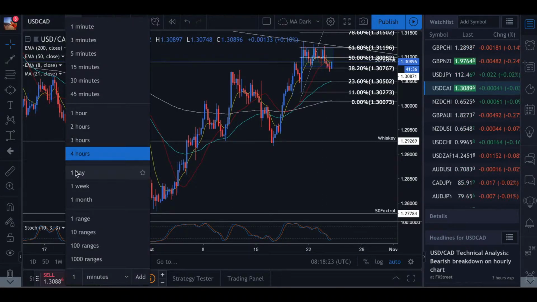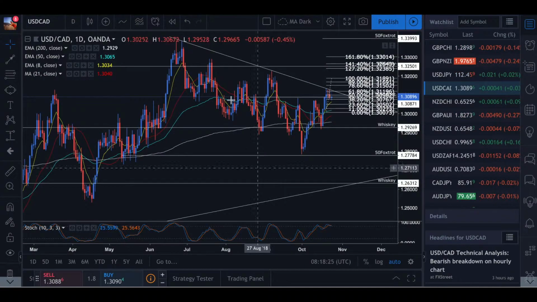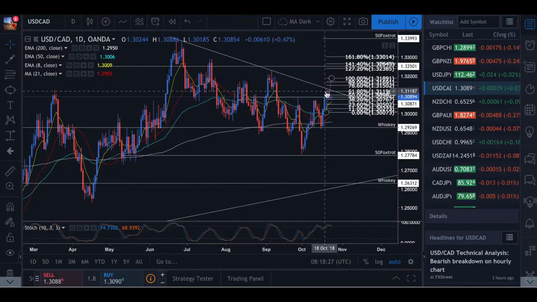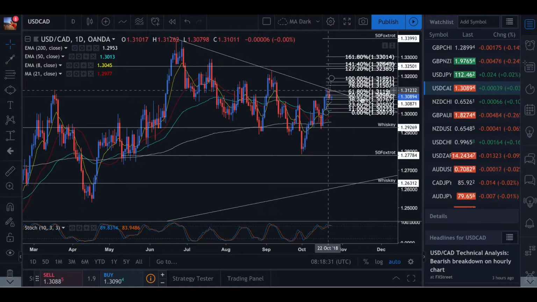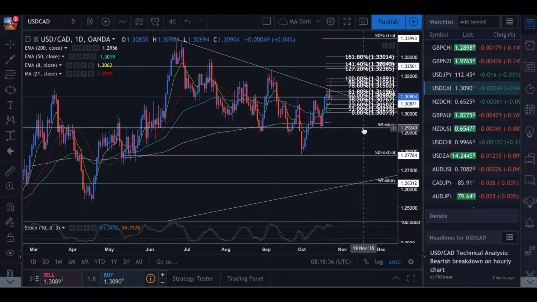If you look at the daily time frame, you can see we are currently in this bearish trend, this bearish channel. We're sitting at resistance here, and one could expect a push to the downside to this support level over here.